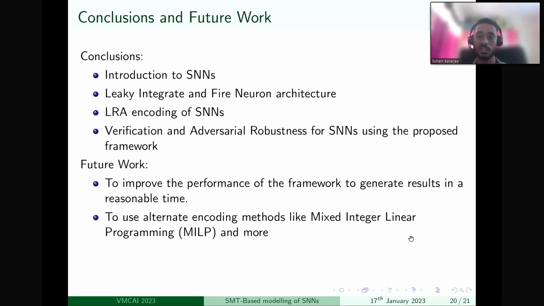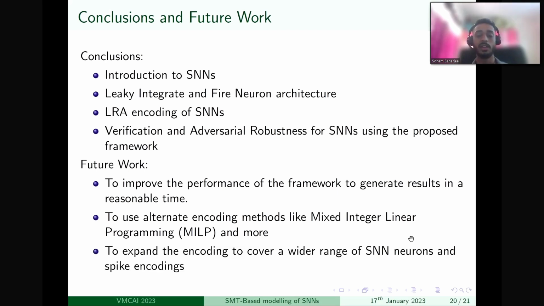We also want to consider using different encoding techniques apart from LRAs, like mixed integer linear programming. That might be the key to the optimization we are looking for. And we would also like to expand our encoding to cover a wider range of SNN neurons, where in this work we have considered the leaky integrate and fire neuron. We can expand the work to cover additional neuron types and different spike encodings.